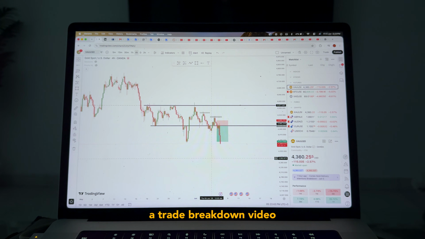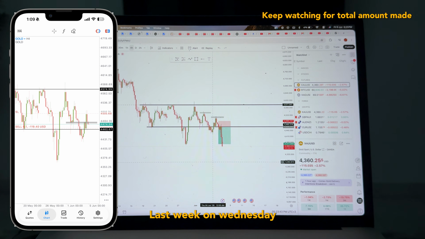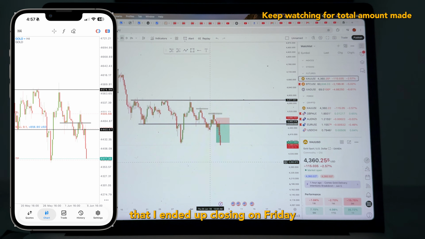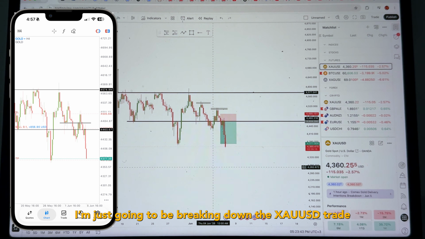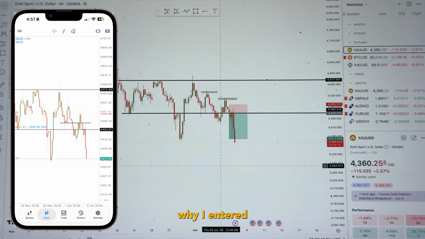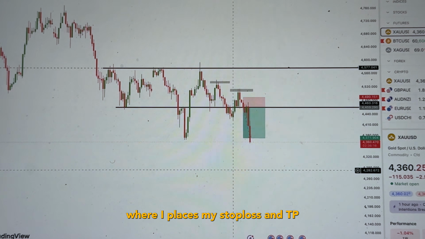This is going to be a trade breakdown video of a trade that I took last week on Wednesday that I ended up closing on Friday once we hit TP. And yeah, I'm just going to be breaking down the trade, why I entered, how I entered, and why I placed my stop loss and my take profit.